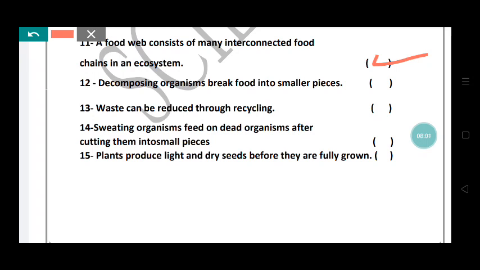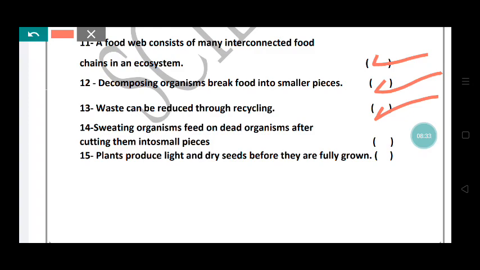Decomposing organisms break food into smaller pieces. Waste can be reduced through recycling. Yes. Decomposing organisms feed on dead organisms after cutting them into small pieces.